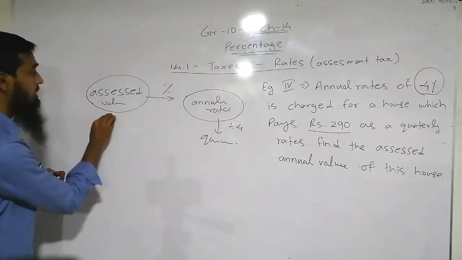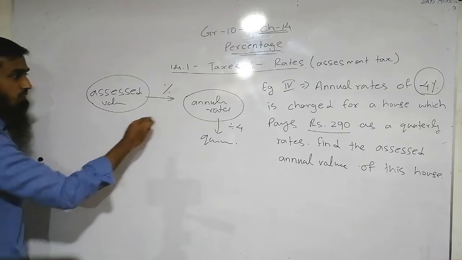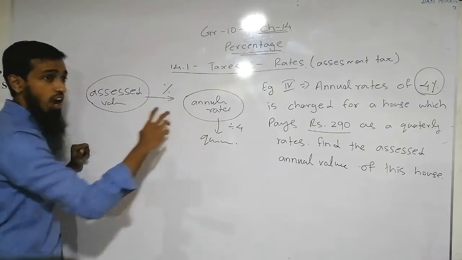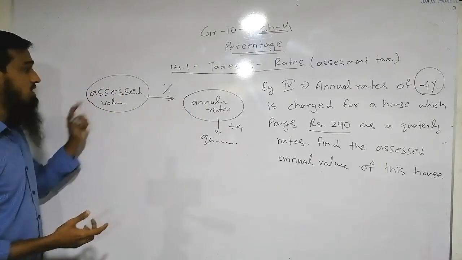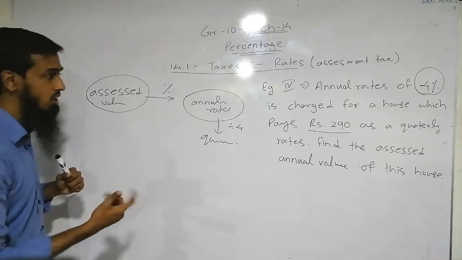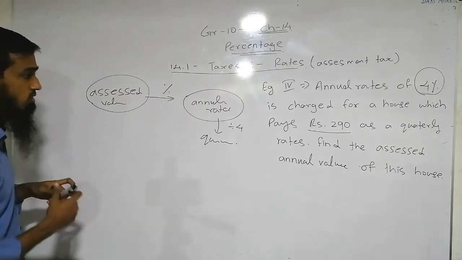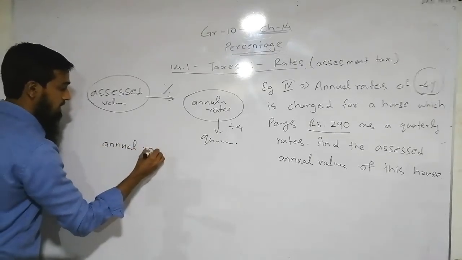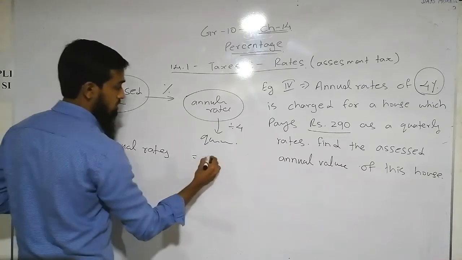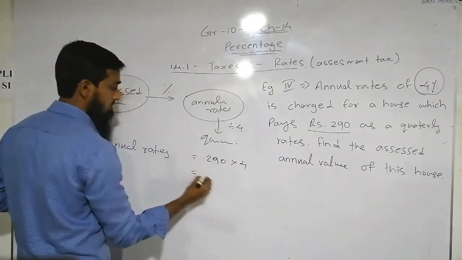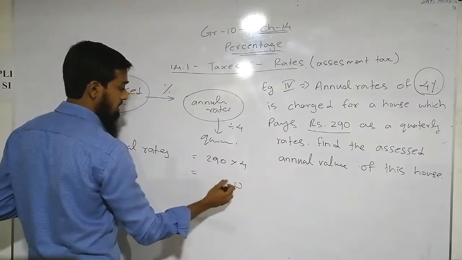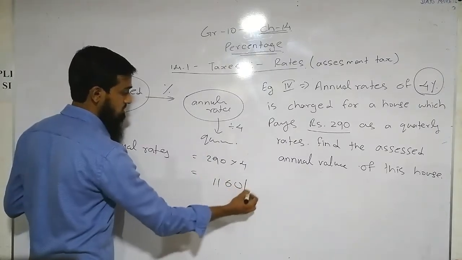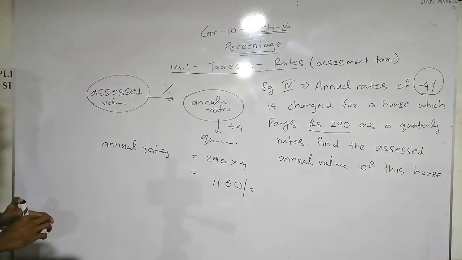They ask for the assessed value of the house. If you find the annual rates, the percentage 4% is the annual rate, 100% is the assessed value. So first we should find the annual rates. The annual rates is 290 into 4. 4 times 0 is 0, 4 times 9 is 36, 3 carry, 4 times 2 is 8, plus 3 is 11. So 1160 is the annual rate.